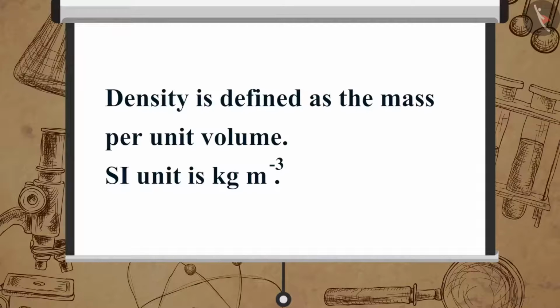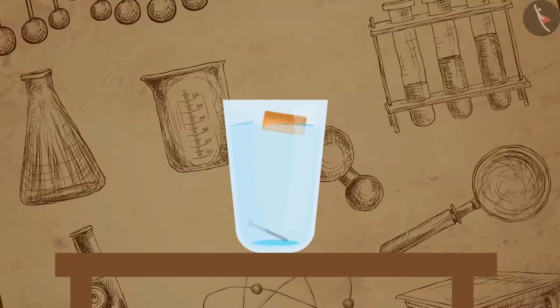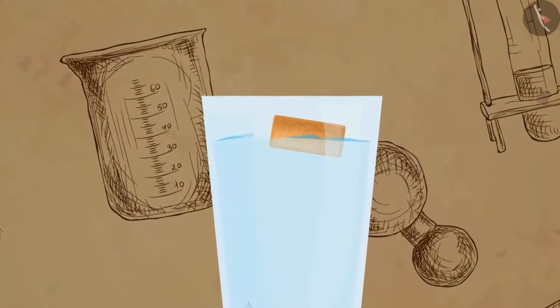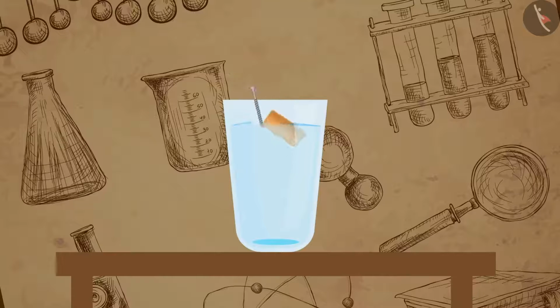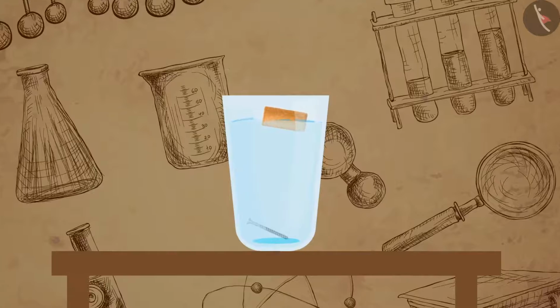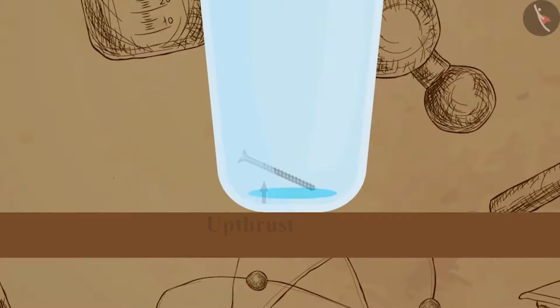Density is defined as the mass per unit volume. Its unit is kilogram per meter cube. The cork floats as its density is less than that of water. It means the upthrust on cork is greater than the weight of the cork. While the nail sinks as its density is more than that of water. It means the upthrust on the nail is lesser than the weight of the nail.